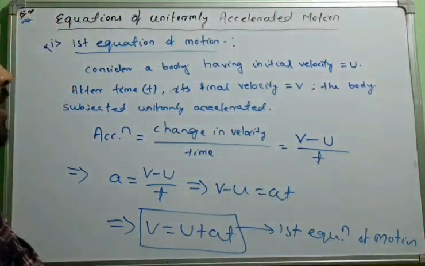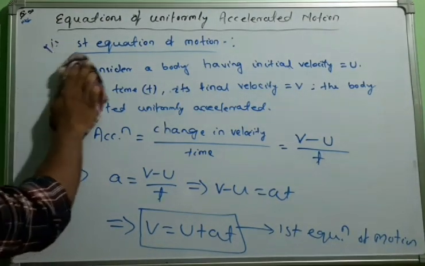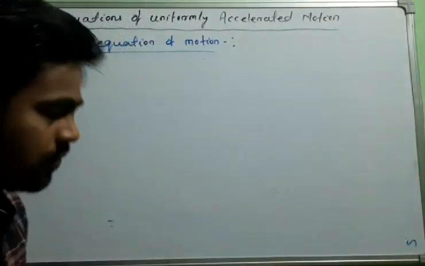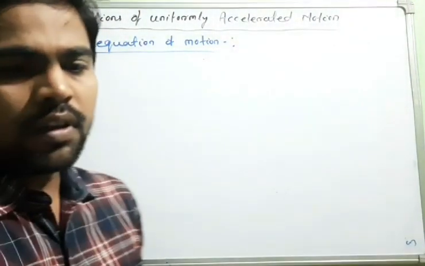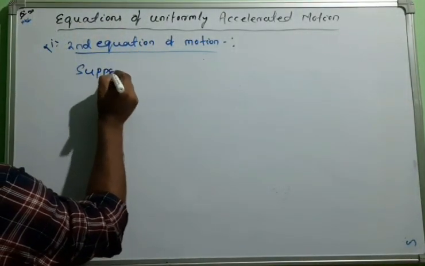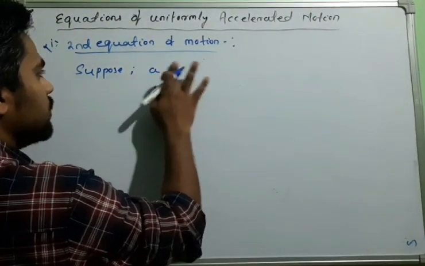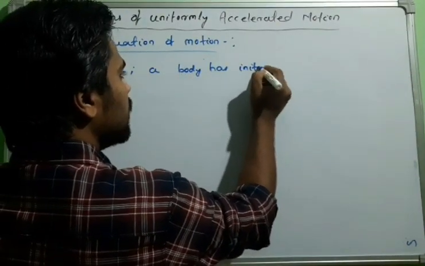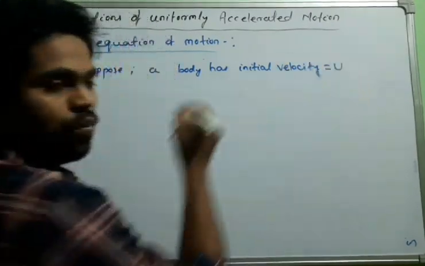So now I erase this one. Clearly understand and go to the next equation, that is the second equation of motion. Write down, suppose a body has initial velocity equal to u. Got it, student?